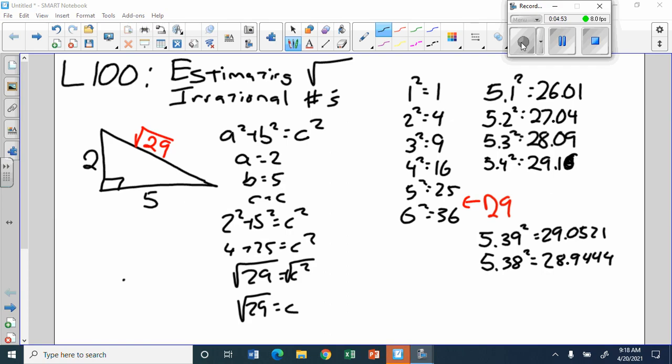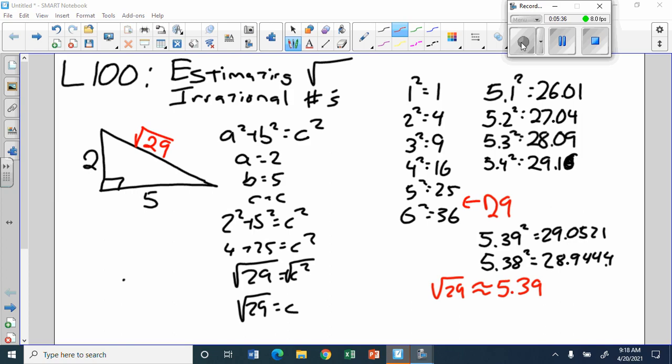What's it closer to? 5.39 or 5.38? 5.38, it's 0.0556 away. This is 0.0521. So it's actually closer to 5.39. So what we found out is the square root of 29 is about equal to 5.39. Is approximately what it is equal to. Does that kind of make sense?